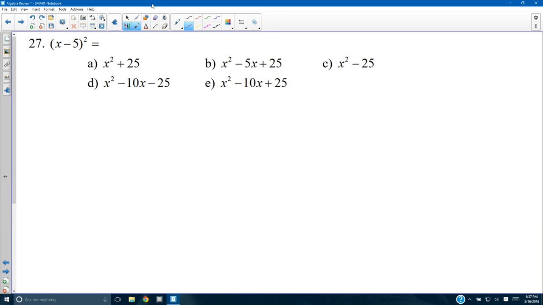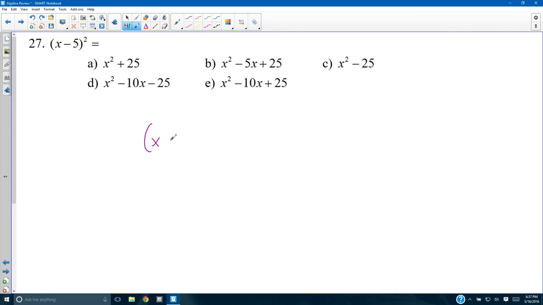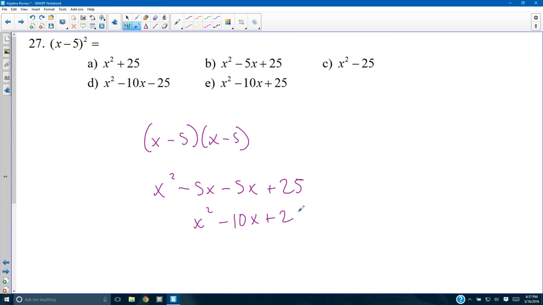Number 27, x minus 5 quantity squared is x minus 5 times x minus 5. If I wanted to go straight up, multiply each term by the other terms in the quantities, x times x is x squared. X times negative 5 is negative 5x. Negative 5 times x is negative 5x. Negative 5 times negative 5 is 25. Negative 5x minus 5x is negative 10x, and plus 25. That's it and that's all.